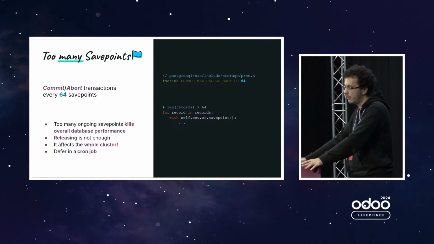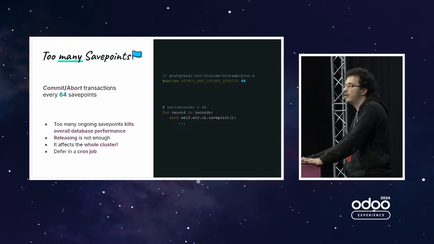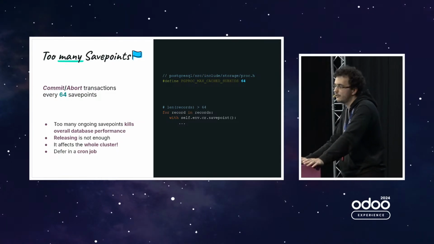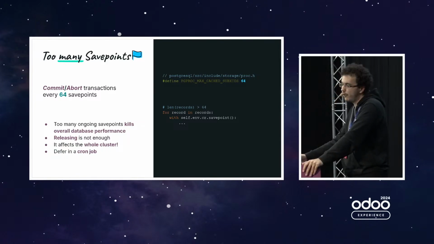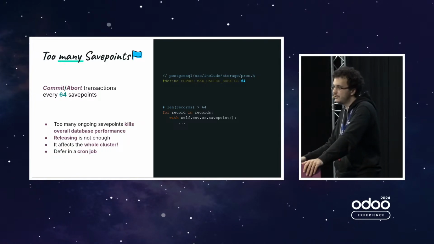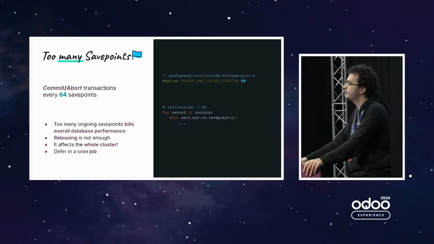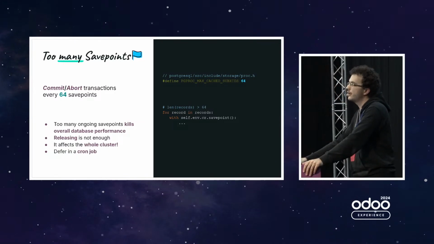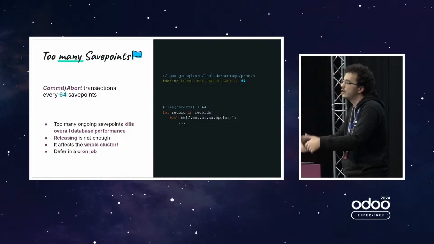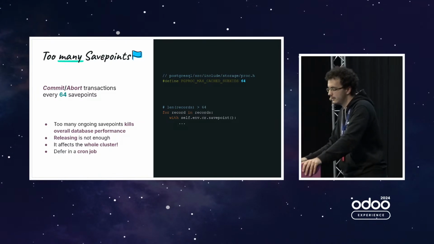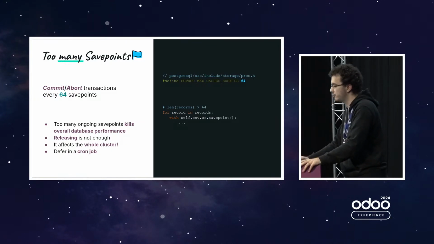Just schedule a cron, schedule a trigger for process now. And the thing is, the cron by itself, you can loop over records and commit every time, because the commit is not going to affect your request that's ongoing. So that's an interesting point to take advantage of.